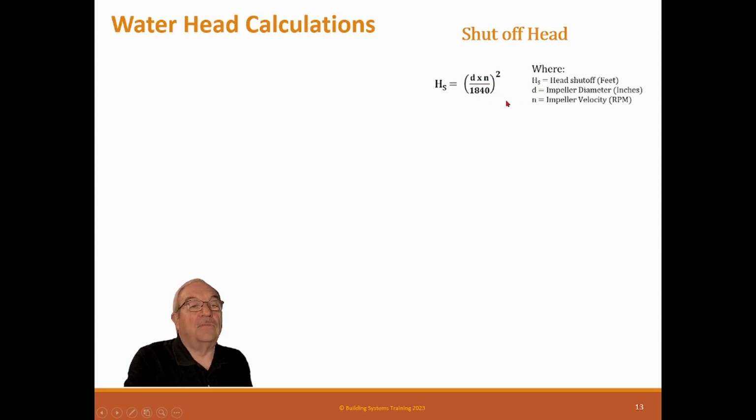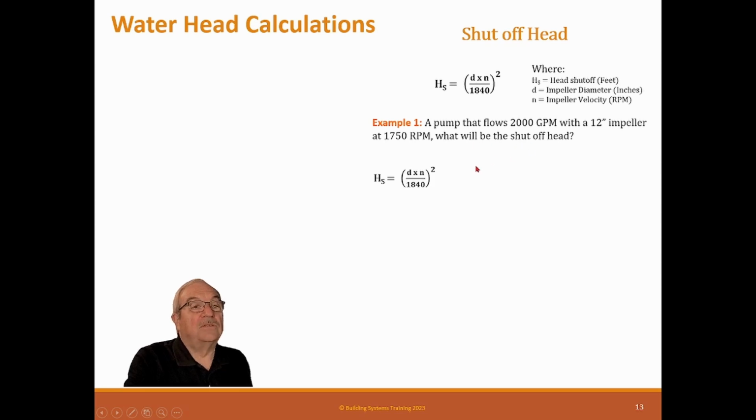over 1840. For a pump that flows 2,000 GPM with a 12-inch impeller at 1750 RPM, what will be the shutoff head? If we do that formula, it comes out to 12 times 1750 all over 1840, squared, which equals 11.43 squared, which equals 130.26 feet. So it's a pretty high head pump.